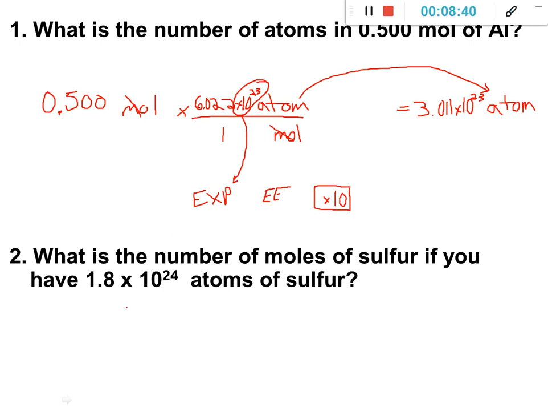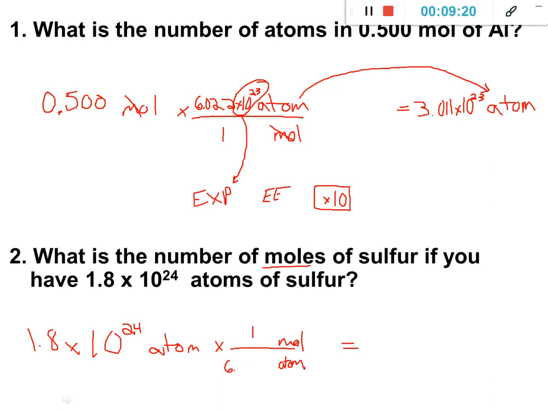On the other side, if we have sulfur here, we have 1.8 times 10 to the 24 atoms. Writing with a mouse is not easy. Atoms is the quantity, so always write the unit on the number that you're dealing with. And if we multiply that by a conversion factor, we're trying to find out the number of moles. We have the number of atoms, so that's the one we put on the bottom, and we put the moles up top. And we then drop in the numbers.